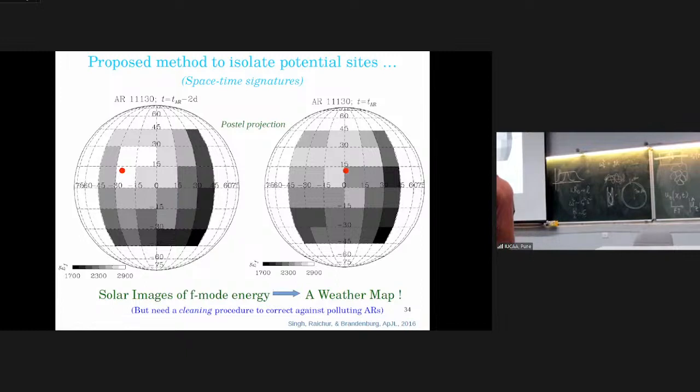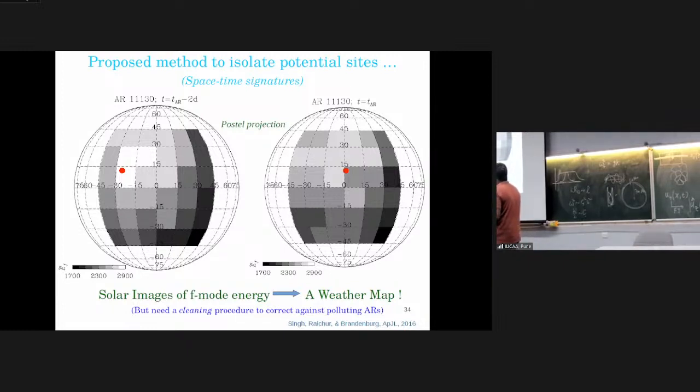So that's a proposal, but it is somewhat complicated because post emergence there is a lot of further secondary effects. So still actively working on this. This is a proposed method to isolate potential sites of active region formation. This is a proposed weather map, that you keep producing such weather map.